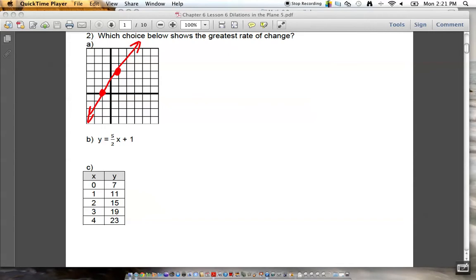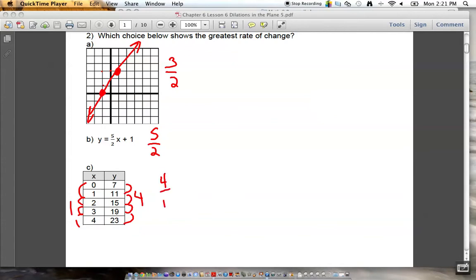Okay, what's the rate of change for A? 3 over 2. Good, right? Because we go up 3 over 2. What's another word for rate of change? Slope. Excellent. What about B? What's the rate of change for B? 5 over 2. Excellent. What's the rate of change for C? What am I going up by here? 3. 4. What am I going up by here? So what's the rate of change?